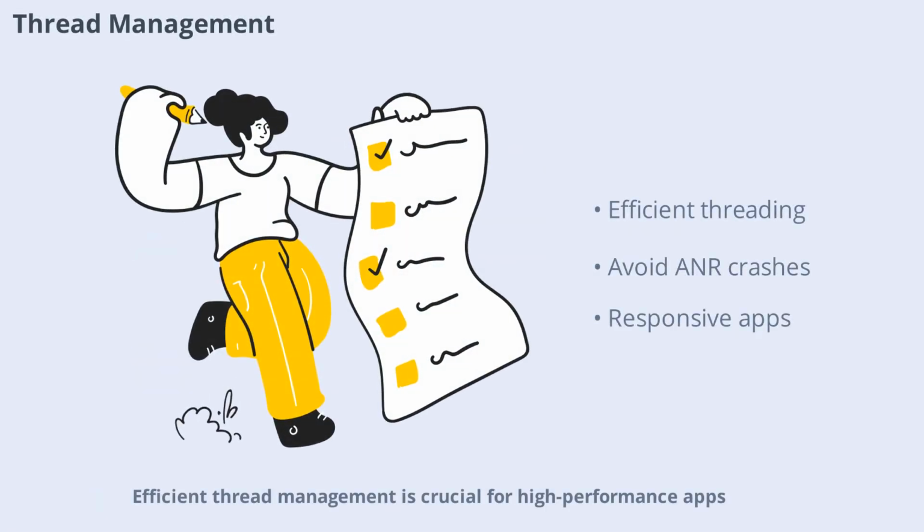Efficient thread management is crucial for high-performance apps. By using Kotlin's coroutines, we can manage multiple tasks without overwhelming the system. This keeps the app responsive and prevents common issues like ANR crashes. Proper thread management is a key part of any scalable session management engine.